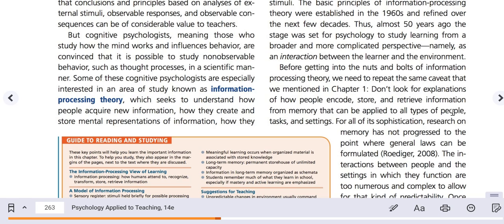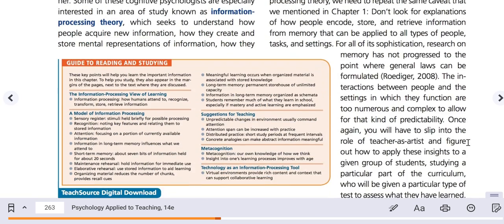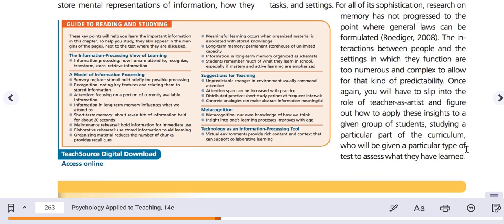Before getting into the nuts and bolts of information processing theory, we need to repeat the same caveat that we mentioned in Chapter 1. Don't look for explanations of how people encode, store, and retrieve information from memory that can be applied to all types of people, tasks, and settings. For all its sophistication, research on memory has not progressed to the point where general laws can be formulated.